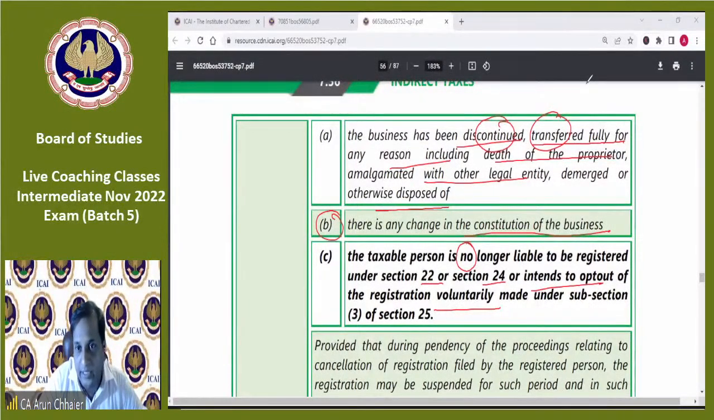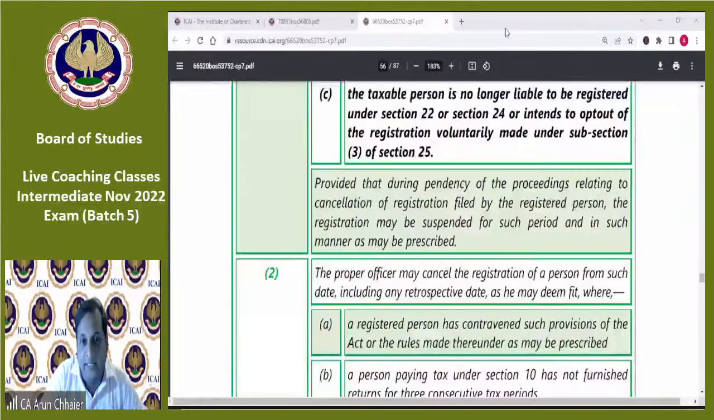Now in section 29 subsection 1, there is a proviso. The proviso says that during the pendency of the proceedings relating to the cancellation, the registration may be suspended for such period and such time as may be prescribed. So, for example, I have applied for cancellation, and after that they are taking time, 7 days, 10 days, 15 days, 1 month. Till that time, registration would be suspended.